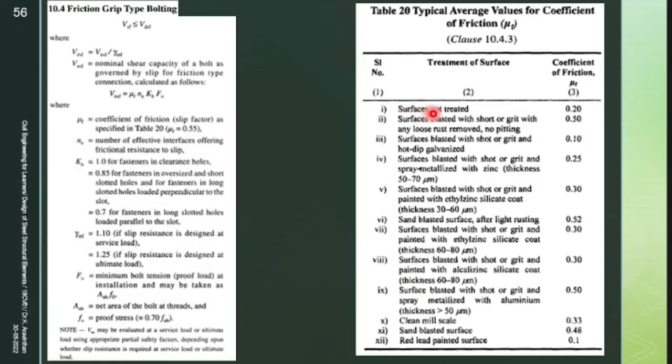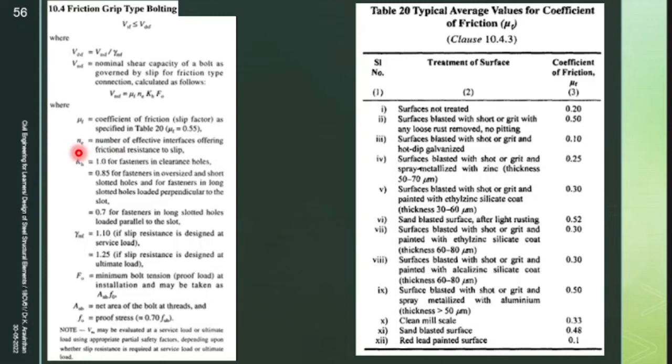If the surfaces are not treated, you have to take the coefficient of friction as 0.2. If your surface is being treated, how it is being made is given here in detail. In your problem, they will specify how the surface is treated. When you are creating friction, that surface has to be given the terminology.